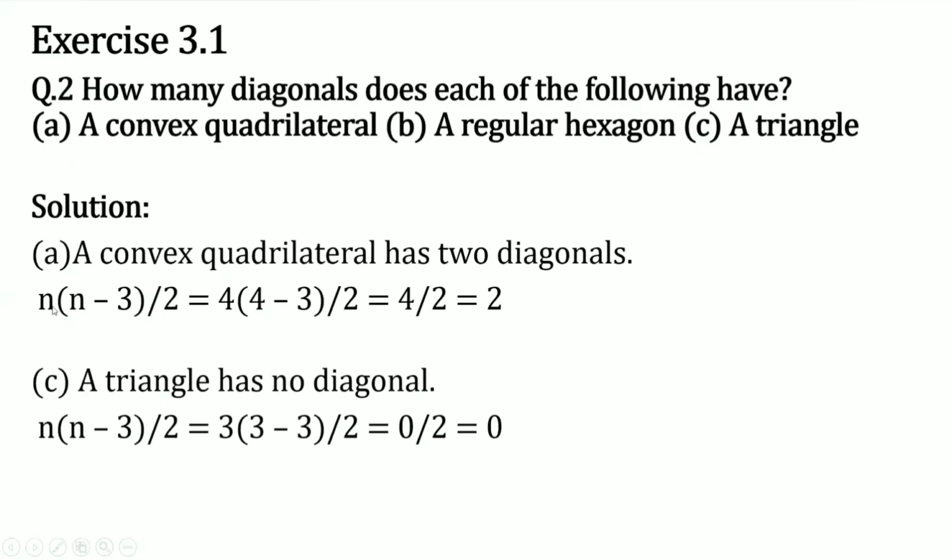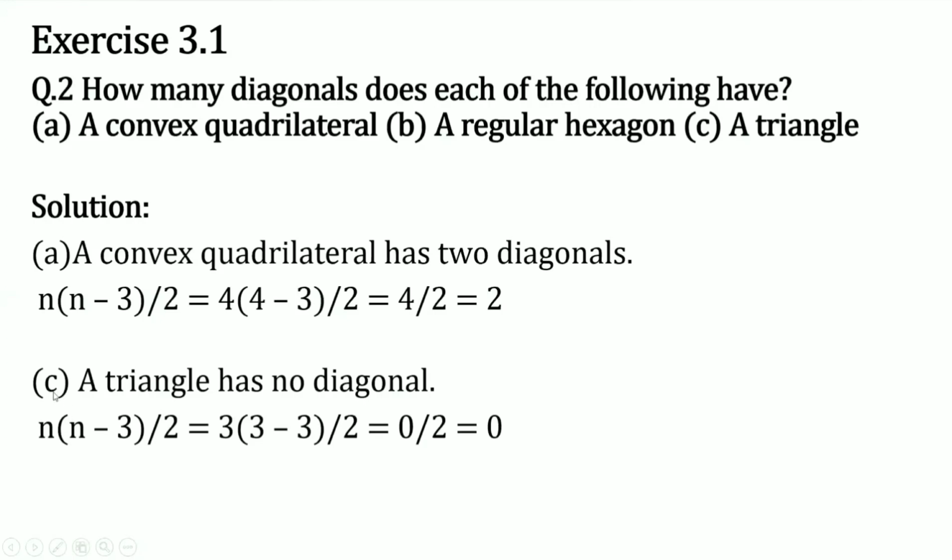That is, the number of diagonals for any polygon is equal to n into n minus 3 upon 2. Here for n is equal to 4, we'll be writing 4 into 4 minus 3 upon 2 is equal to 4 upon 2 is equal to 2. So for any quadrilateral, there can be two diagonals. Suppose in B you have a regular hexagon. Then for hexagon, n is equal to 6. You will write and you will solve. It will be 6 into 6 minus 3 upon 2.